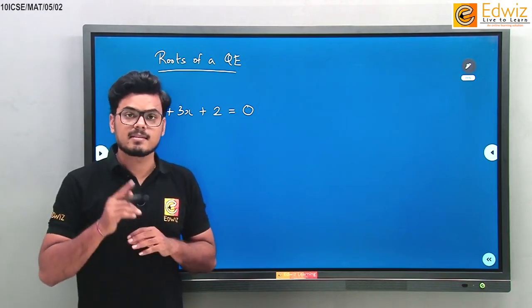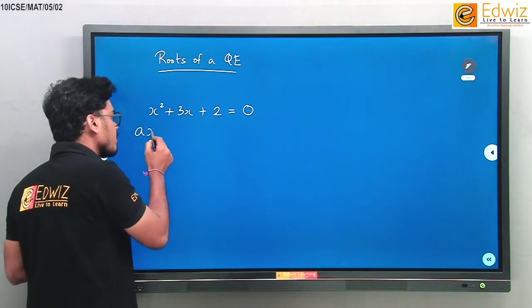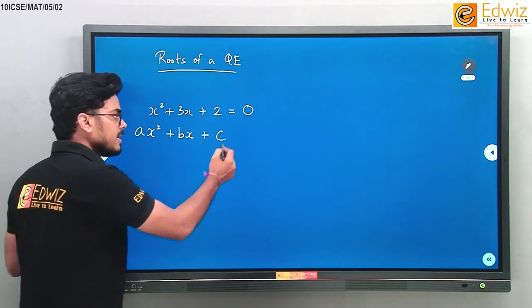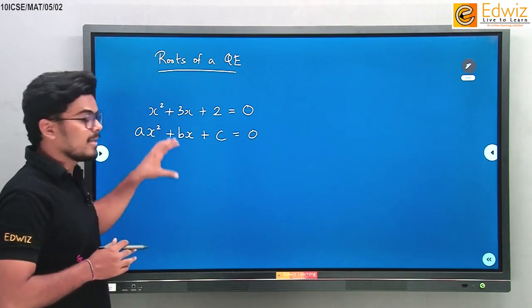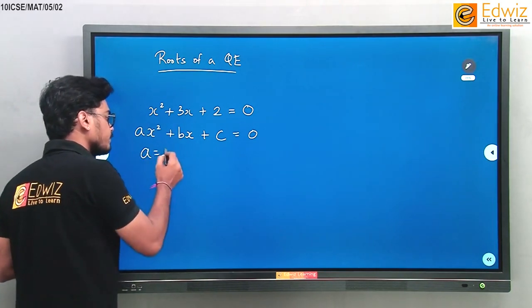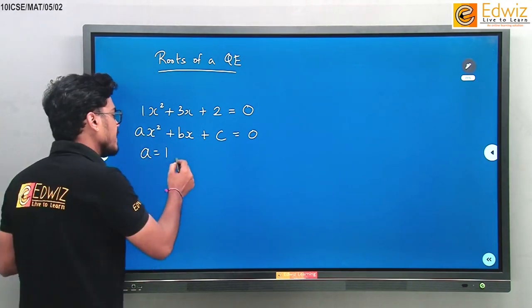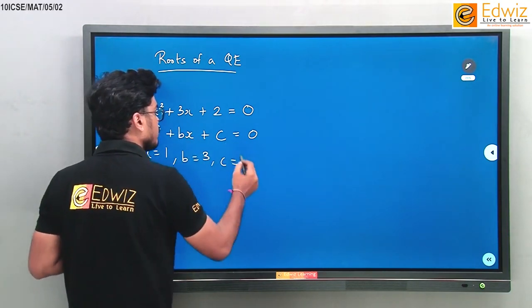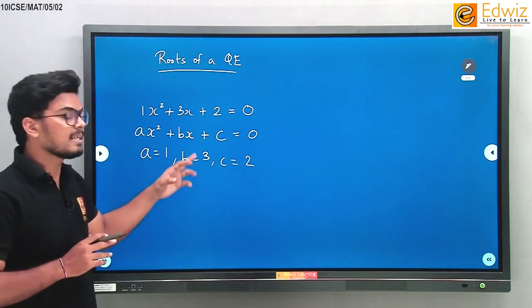The first thing here is to compare it to its standard form. In the previous lecture, I told you that the standard form of any quadratic equation is ax square plus bx plus c equal to 0, where a is not equal to 0. After you compare it to its standard form, we can see that in this particular scenario, a is equal to 1 because the coefficient of x square in our case is 1. b is equal to 3, c is equal to 2. So a, b, c from the equation are 1, 3 and 2.